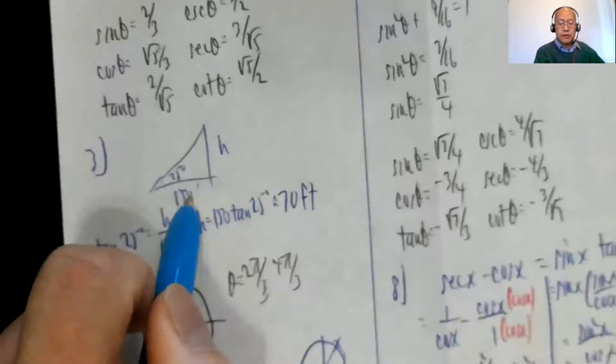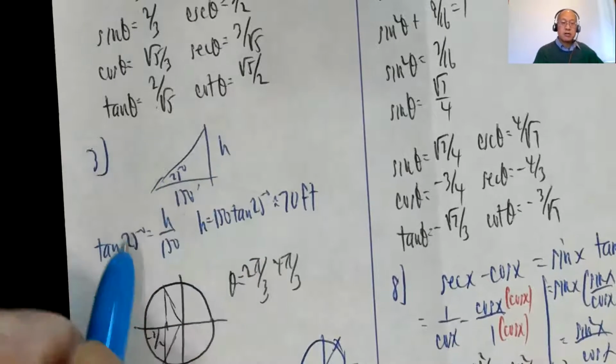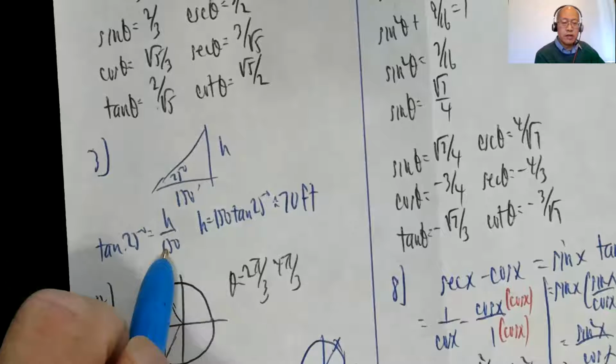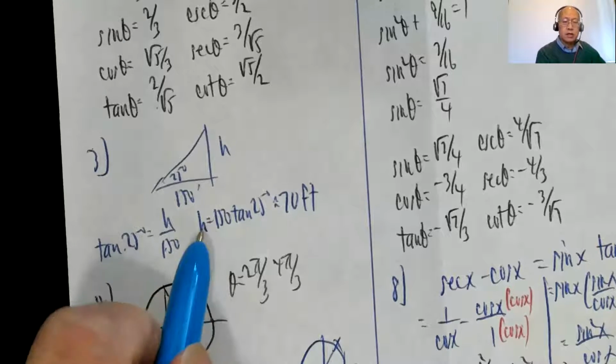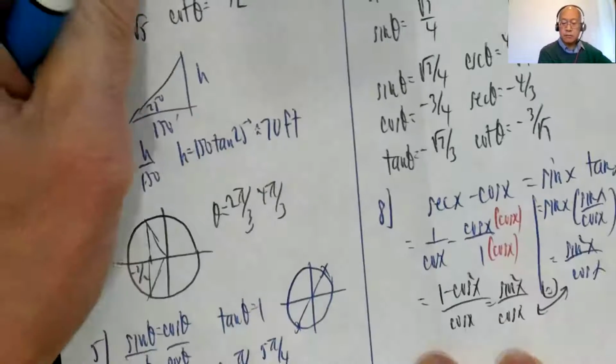Number 3, 150 feet, 25 degrees. Find h. So tangent of 25 is h over 150, multiplied by 150. So h is 150 tan 25, approximately 70 feet.